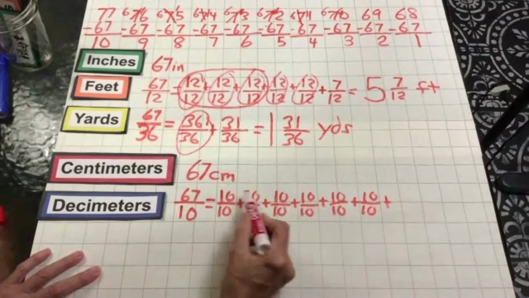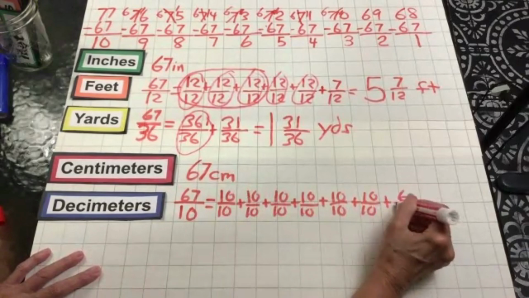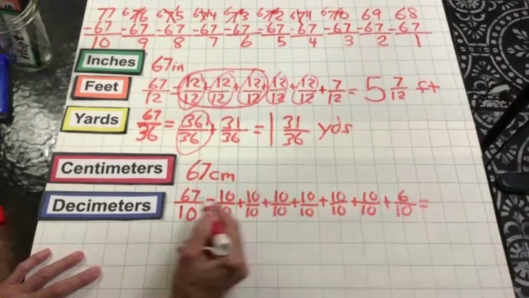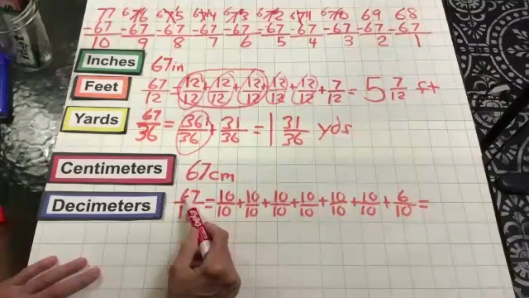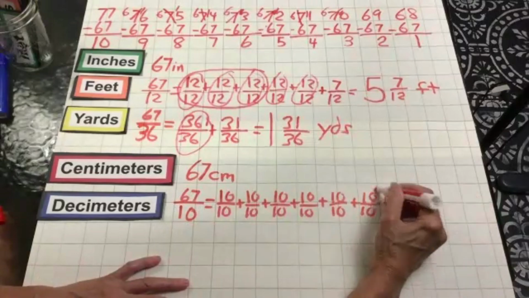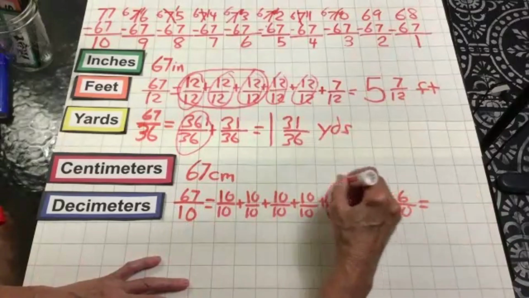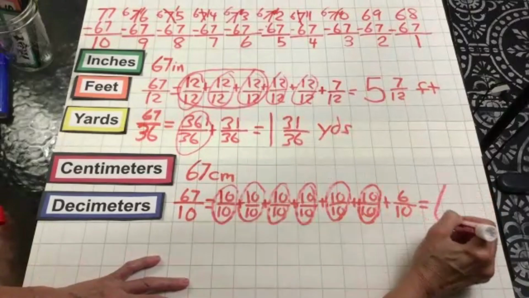And that would be 60, 10, 20, 30, 40, 50, 60. And we still have 7 to put over that 10. Got to get all of our 67 in there. We want all those numerators to add up to this numerator. The bottom numbers need to stay the same. So we have 1, 2, 3, 4, 5, 6.